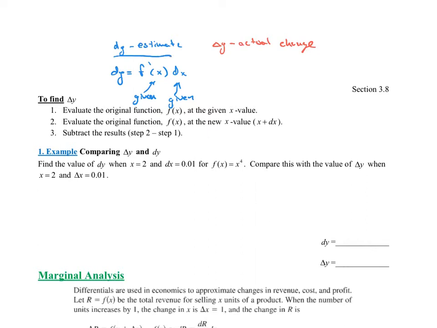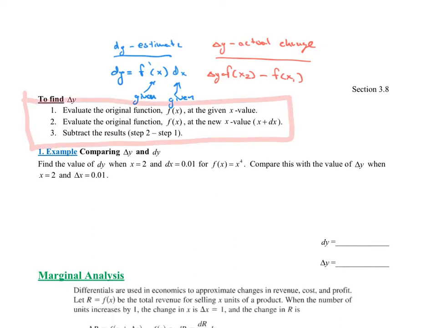How do you find the actual change in y? Well, this is where you just plug in the new x value minus the original x value into whatever function you're dealing with. That's your actual change in y. So again, as long as our change in x is small enough, our estimated change in y, dy, should be equivalent or close to delta y, the actual change in y. So again, here's how we're going to find the actual change in y, delta y. You evaluate the original function at one value, you evaluate it at the new, and then you subtract them.